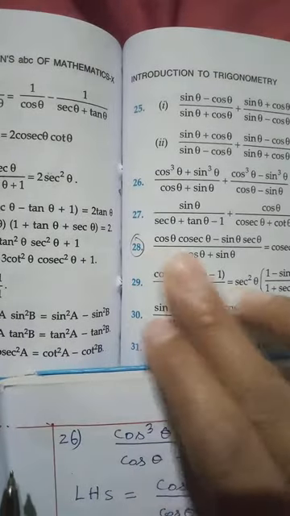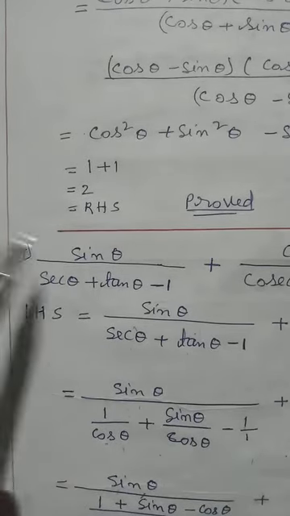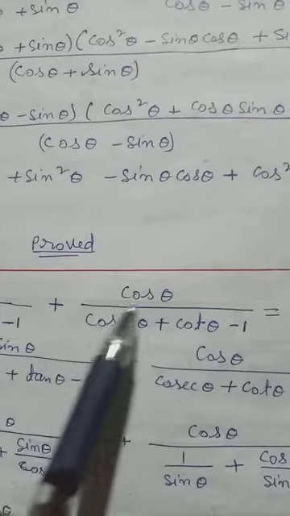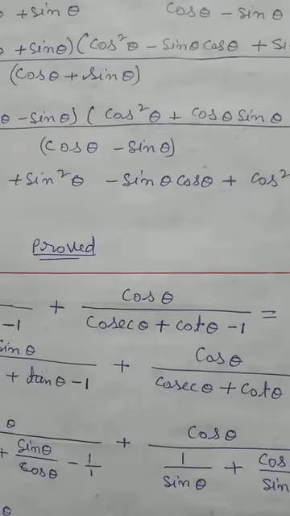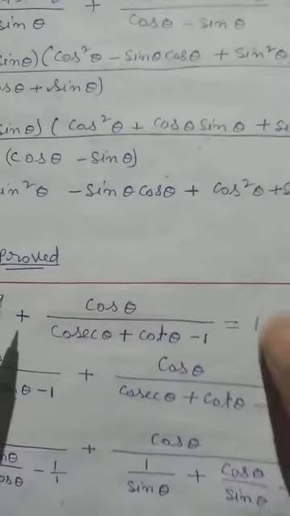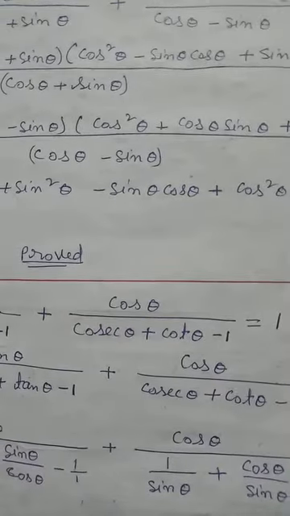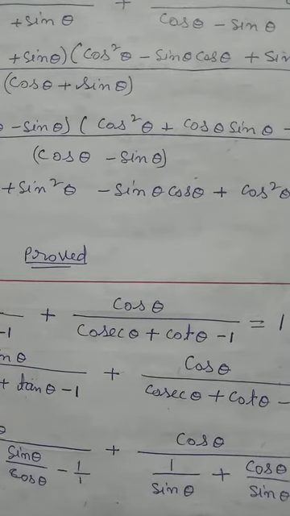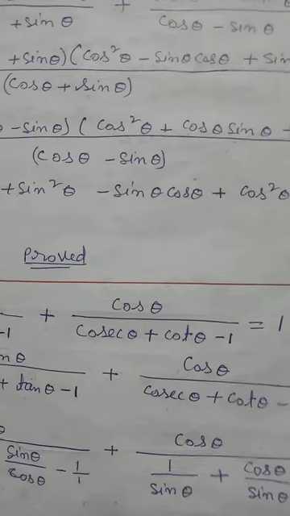Then we move on to question number 27. We have sine theta by sec theta plus tan theta minus 1, plus cos theta there. To take LCM, all are different. Then also at the same time we have three quantities, but in the right hand side we want only one. Well, when we have so many things, then the answer is only one. What to do? We convert everything to sine and cos.